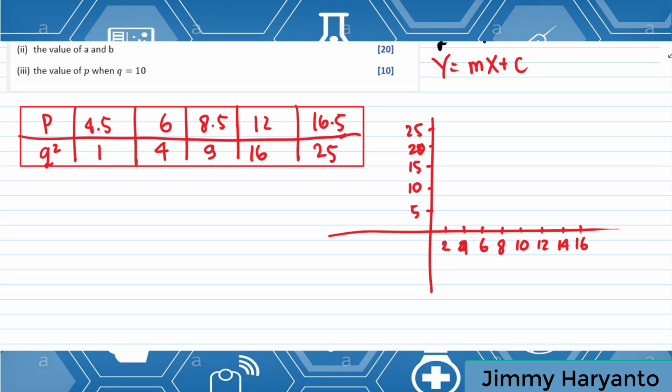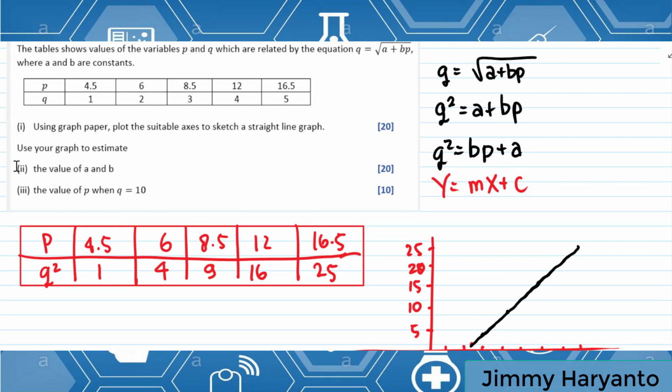So 4.5, 1 is right here, and then 6, 4, and then 8.5, 9, and then 12, 16, and then 16.5, 25. Okay, so the line will be like this. Okay, that is the graph. And then the second one, find the value of A and B. So we have these original equations.